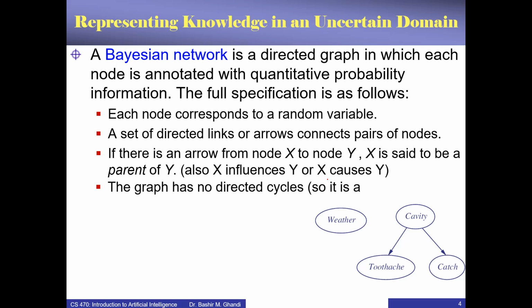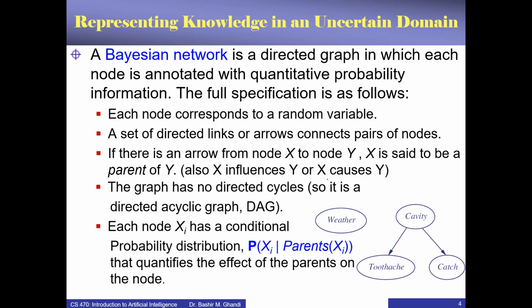So this is how the graph is represented. The graph has no directed cycles, so it is an acyclic graph, otherwise known as a DAG. Each node Xi also has a conditional probability distribution, probability of Xi given the parents, that quantifies the effect of the parents on the node. We're not showing the conditional probabilities on this simple example, but we will show it in the next one.